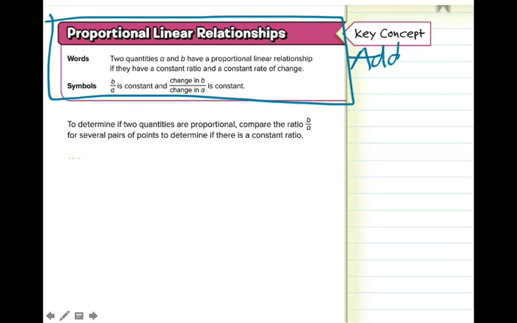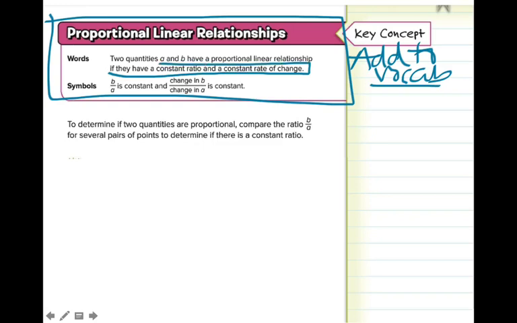Okay, so add to vocab. Proportional linear relationship. Two quantities A and B have a proportional linear relationship if they have a constant ratio and a constant rate of change. Okay. If they have a constant ratio and a constant rate of change.